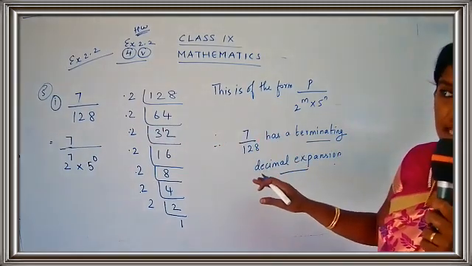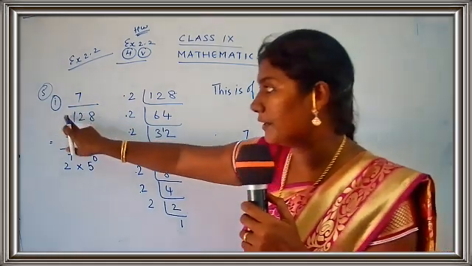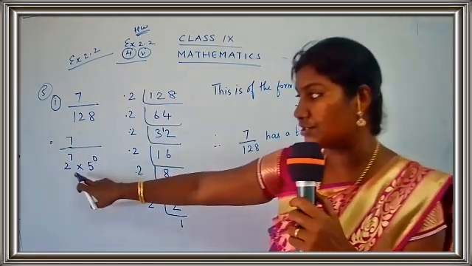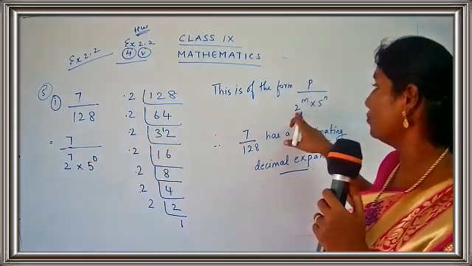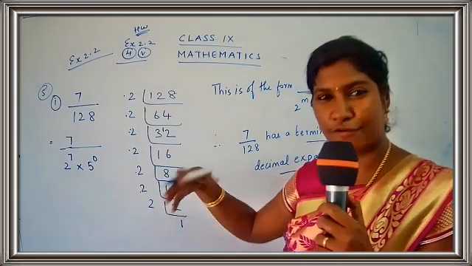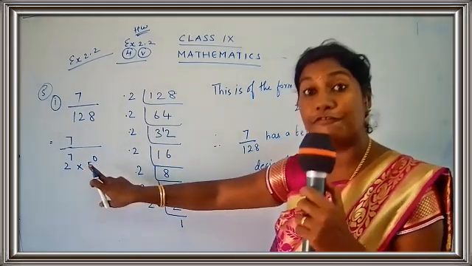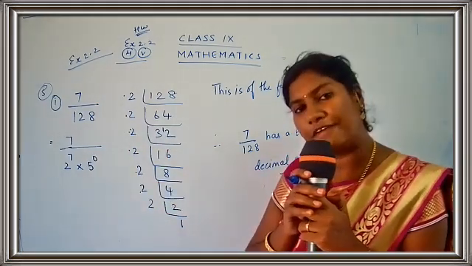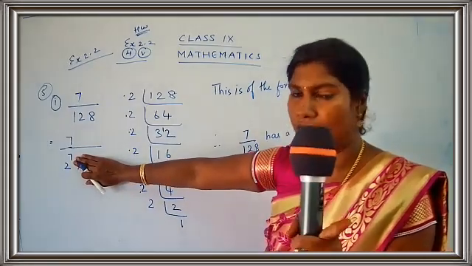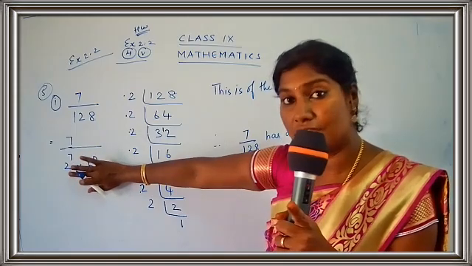So how am I getting this answer? We have to just take the denominator part. You have to factorize it. Once you factorize it, you get 2 raised to 7. But I want the form 2 raised to m into 5 raised to n. I was not having a base of 5, so I have just introduced here 5 raised to 0. What is the meaning of 5 raised to 0? It's 1. That means the values are not changed.